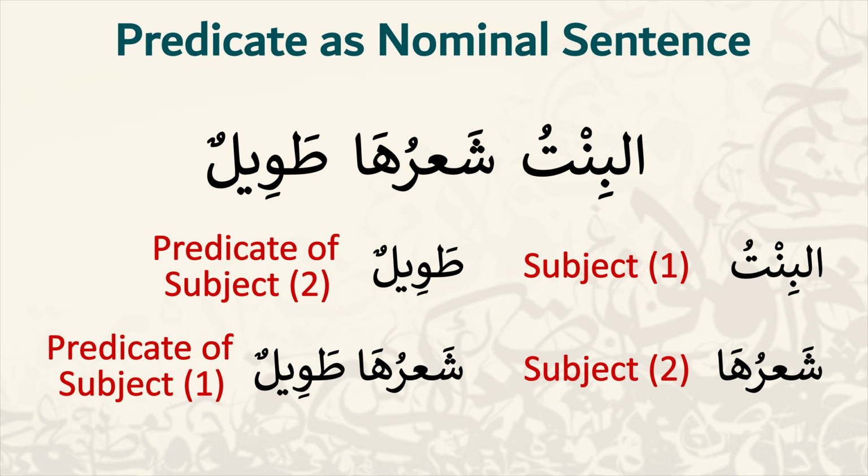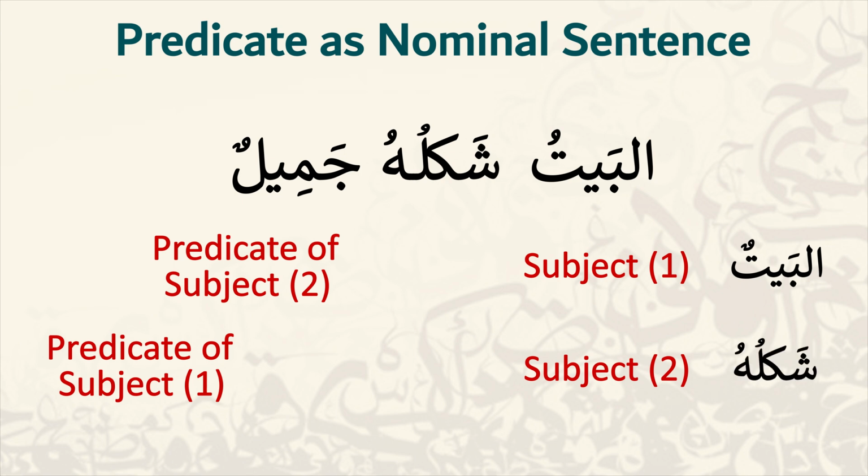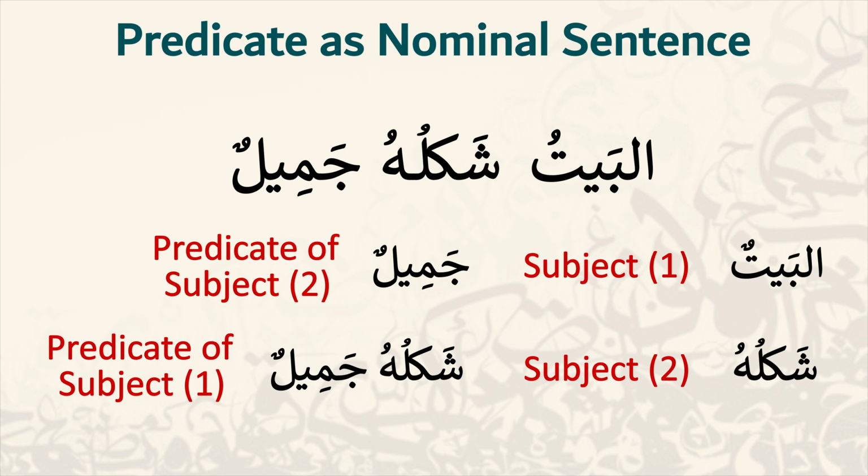The same thing is going with the second example. البيت شكله جميل. The house, its shape is beautiful. البيت, the house, is a first subject, مبتدأ أول. شكله is a second subject, مبتدأ ثاني. How did we know? Because there is a possessive pronoun that refers to the first subject. Then جميل is the predicate of the second subject, خبر المبتدأ الثاني. And lastly, the whole nominal sentence شكله جميل is the predicate of the first subject, البيت.